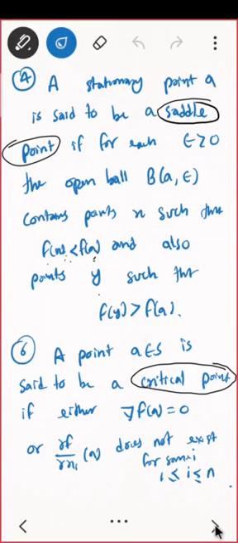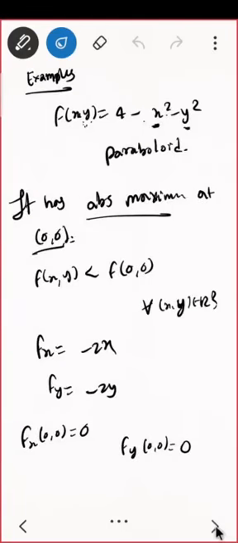Then what is saddle point? If in the open ball you are getting both the things, that is you are getting maxima and minima, then you can see that that point is called saddle point. Critical point, that means delta f must be 0, that point is called critical point.